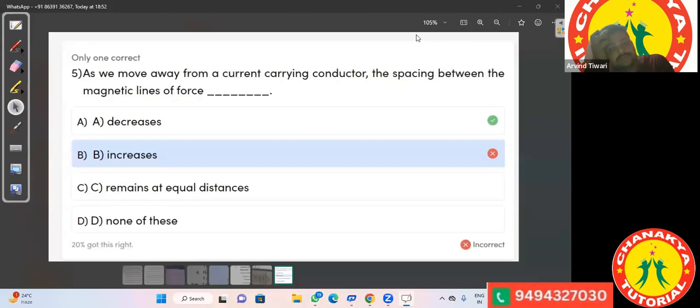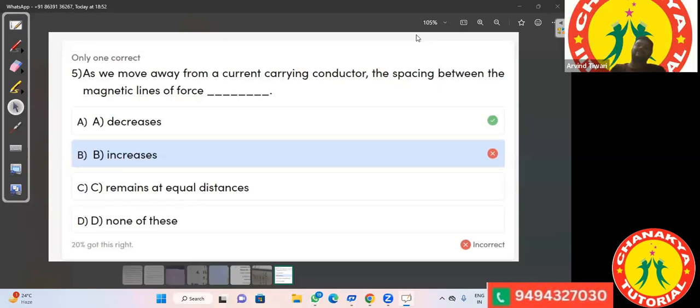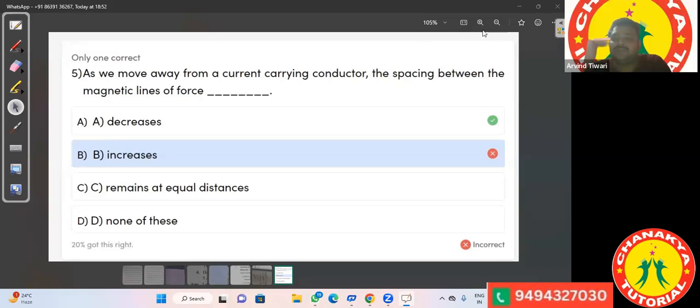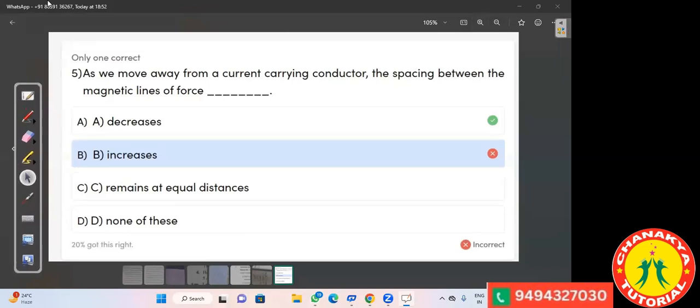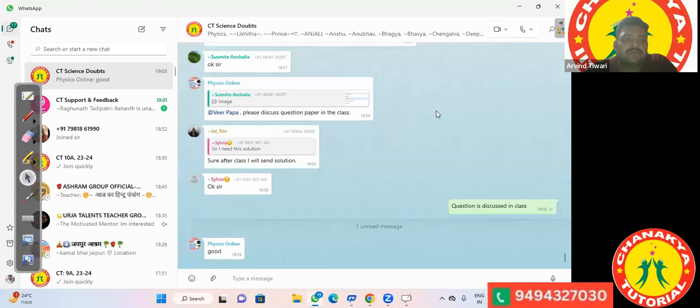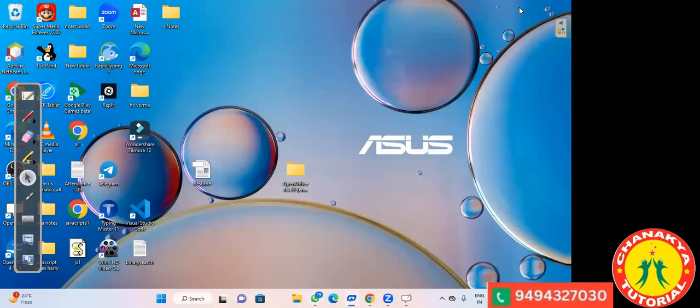Sir, can we do more questions on Fleming's left hand rule, sir? Definitely, I'll be giving you in this test on the coming Sunday. You will get a subjective test. Yes, sir. Okay. Sir, my post-mid exams will start from 15th November, and we have electricity in physics.